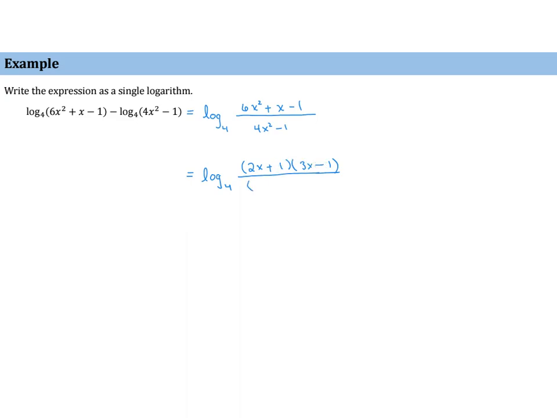Then the denominator is a difference of squares. So we have 2x plus 1, 2x minus 1. So 2x plus 1's cancel. So this is equal to log base 4 of 3x minus 1 over 2x minus 1. We can put parentheses around this argument just because it's rather large, but no, it's not absolutely necessary to do that.